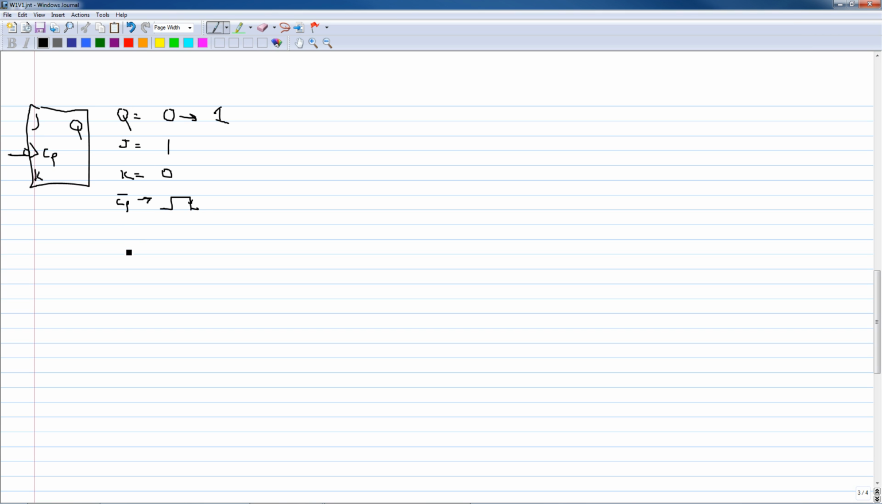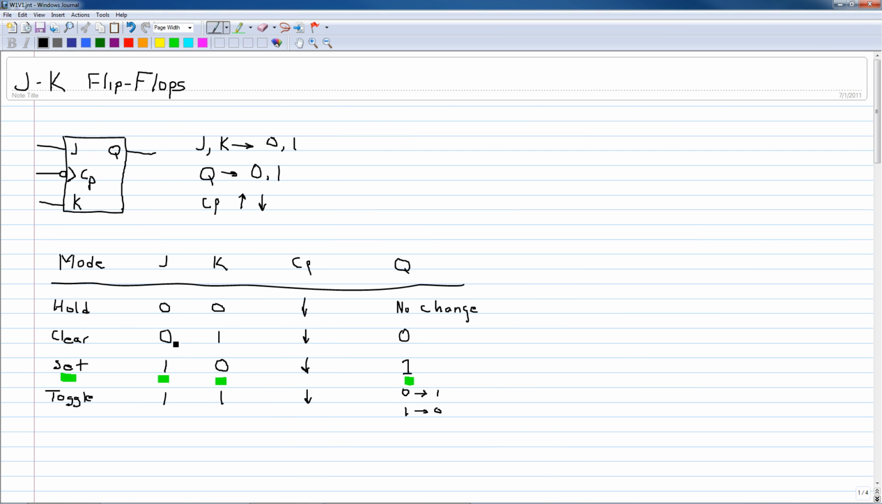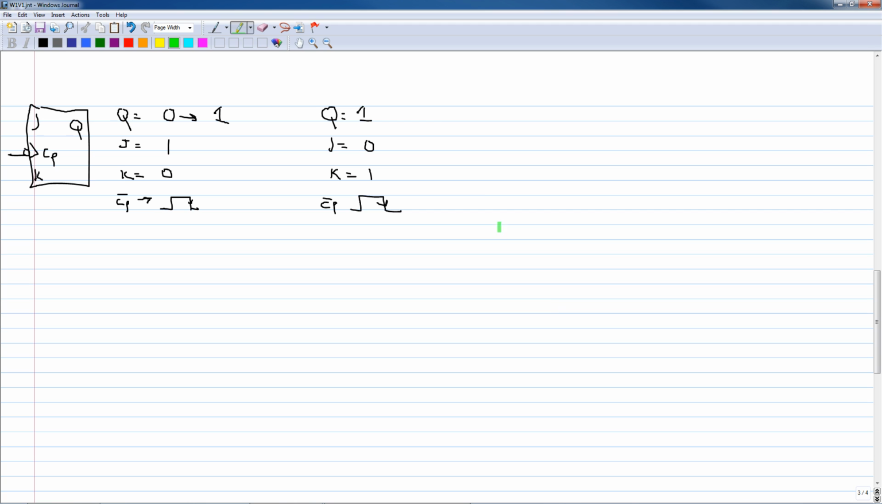Let's look at another one. Let's say that Q is equal to a 1, J is equal to 0, K is equal to 1, and we get the active clock pulse, meaning this type of thing here. Now what happens to Q? Well, J is 0, K is 1. Looking at the table, that must be clear. So on the clock pulse, we're going to get Q going to 0. Back to the example, when this occurs, Q was a 1, and it now has to go to 0.